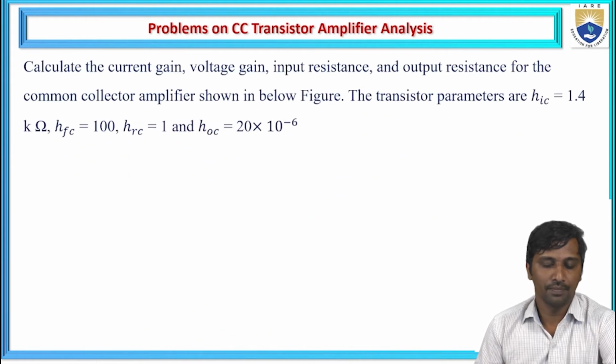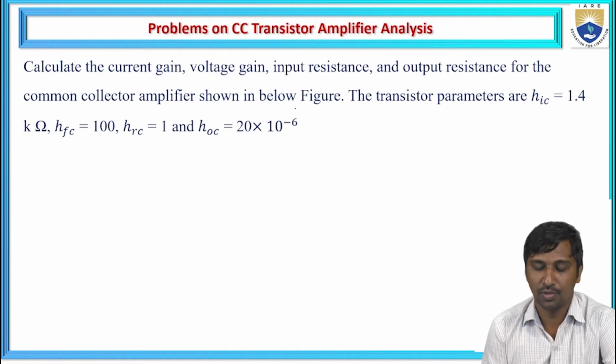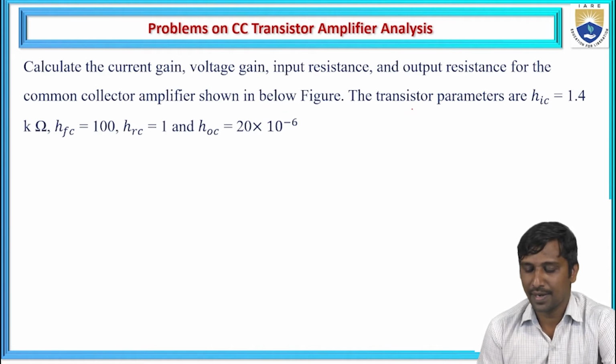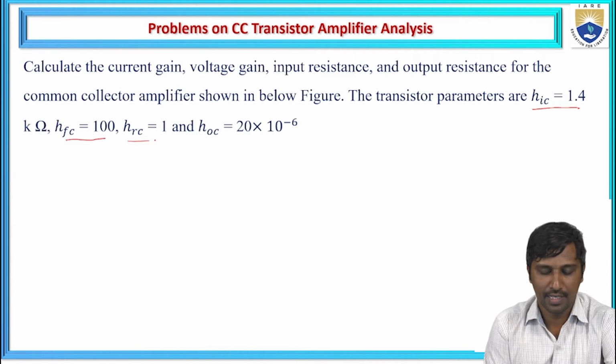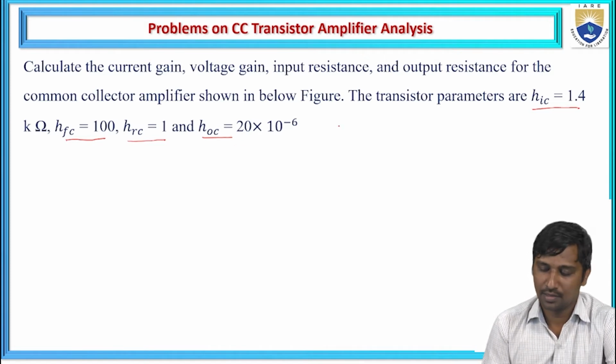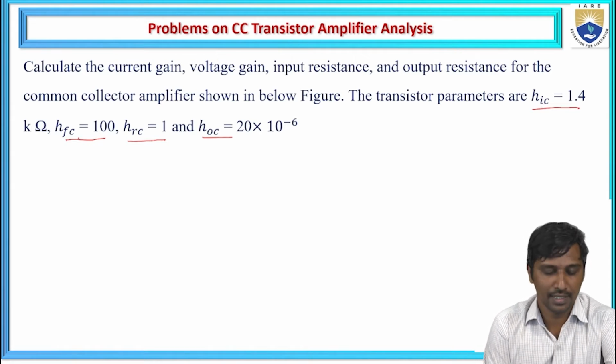Then we'll see another problem. Calculate the current gain, voltage gain, input resistance, and output resistance for the common collector amplifier shown in the figure below. The transistor parameters are the given small signal model parameters: hic is 1.4 kilo ohms, hfc is 100, hrc is 1, and hoc is 20 times 10 to the power of minus 6. So hic means input impedance related to the common collector amplifier.